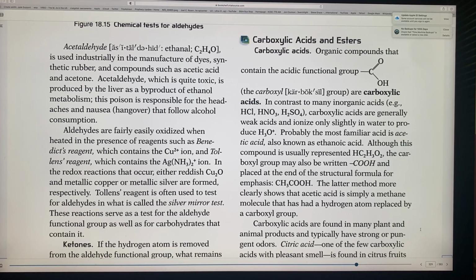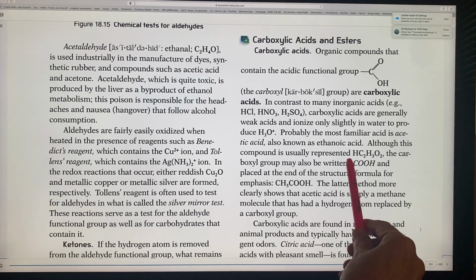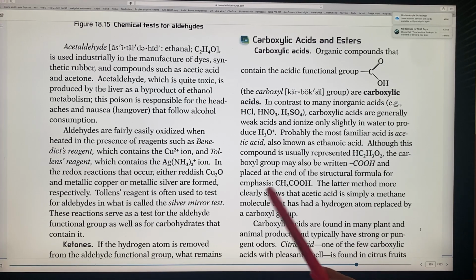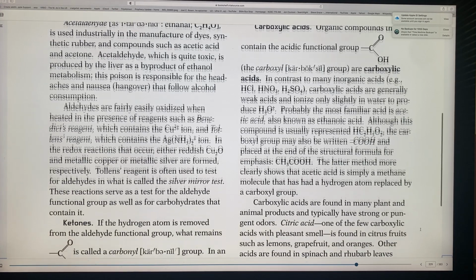The most familiar carboxylic acid is ethanoic acid, although this compound is usually represented like this: acetic acid. When I see this, I always think, oh, it's acetic acid. But another way to write it is COOH. It's a carboxylic acid because of the OH. COOH is placed at the end of the structure. It looks like this, CH3COOH. That's acetic acid, and it's a weak acid, basically because of the carboxyl group.